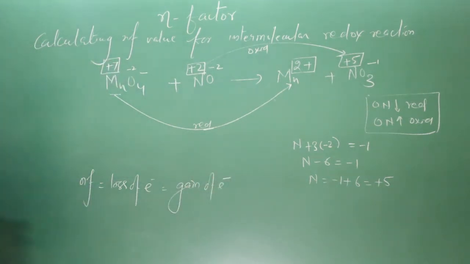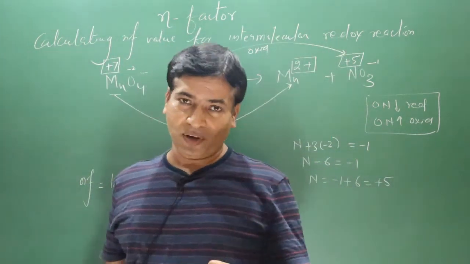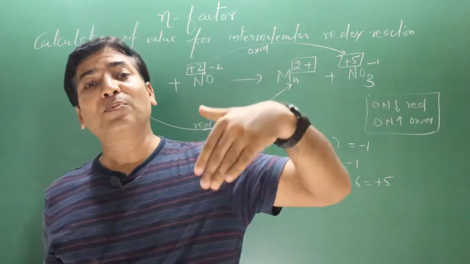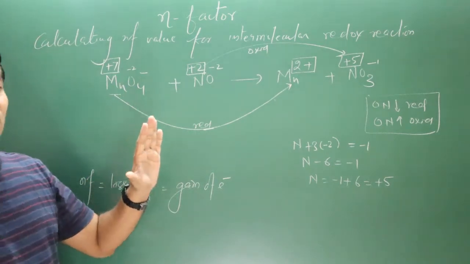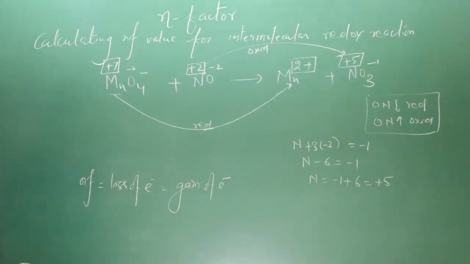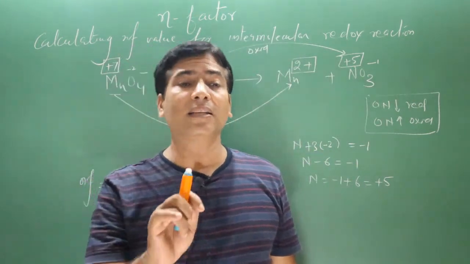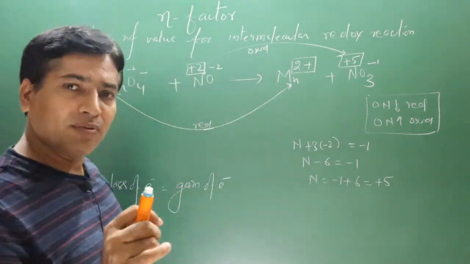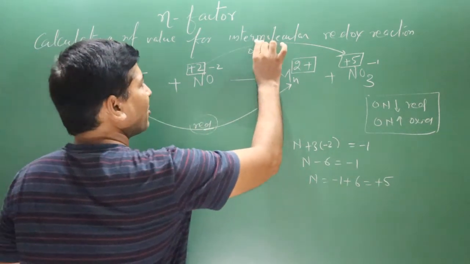This condition is applicable in intermolecular redox reaction. If we move on to intramolecular redox reaction or disproportionation redox reaction, we may have a different method to calculate n factor values. So in this session we are completely focusing on calculating n factor values in intermolecular redox reaction. By finding the difference in oxidation number of the same element in the reaction, we can find out the loss of electrons or gain of electrons. In reduction we have gain of electrons, in oxidation we have loss of electrons.